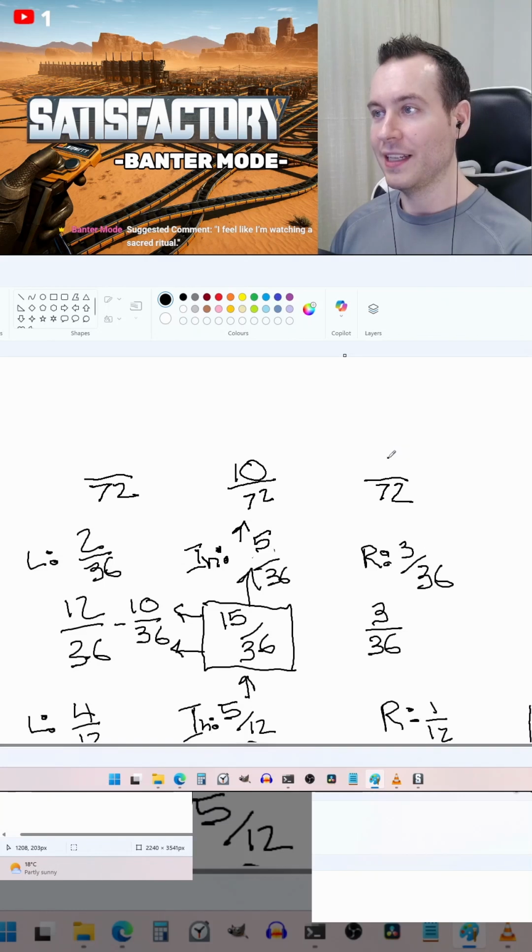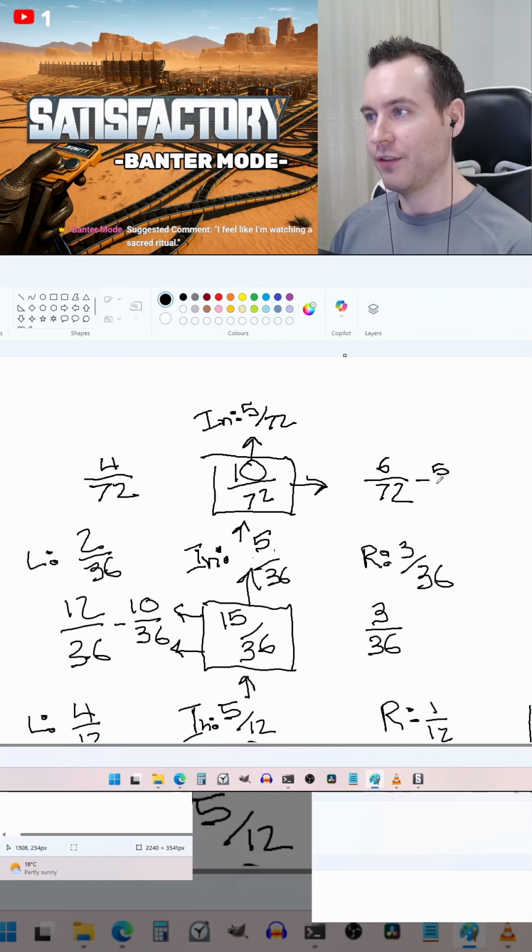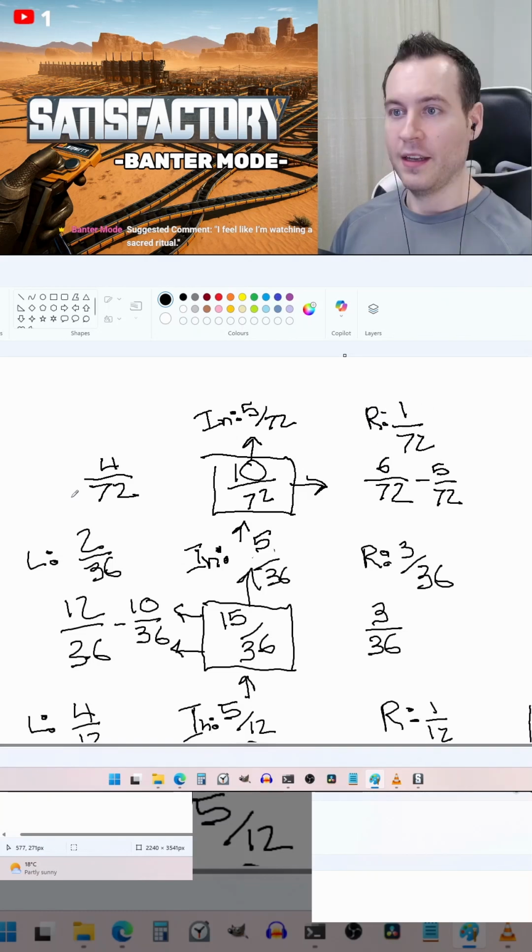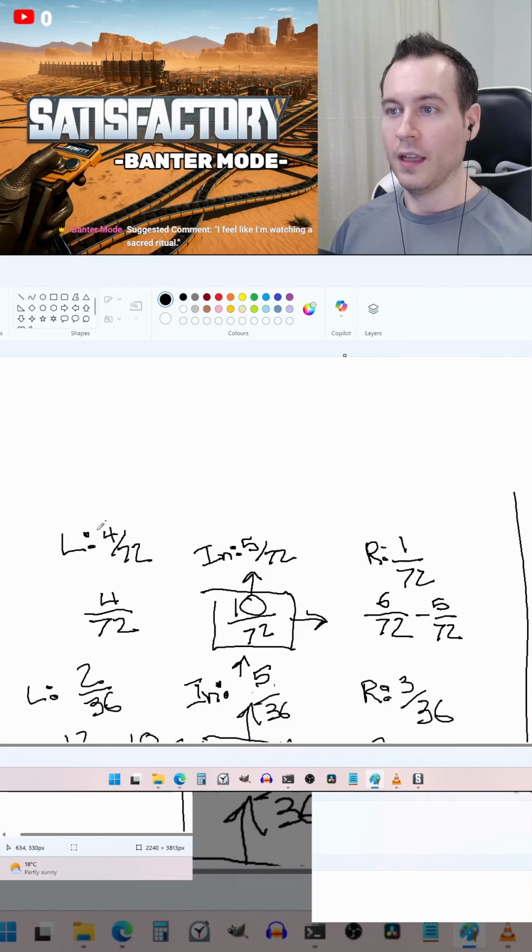3 times 2 is 6. 2 times 2 is 4. We'll be splitting half to the right. The new input will be 5 over 72. The right will be 6 over 72 minus 5 over 72. The new right will be 6 minus 5 is 1, 1 over 72, and carry this 4 over 72 for the new left target. Left is greater than right, so we'll split to the left. It is also greater than double the right, so we can split it into 2/3.